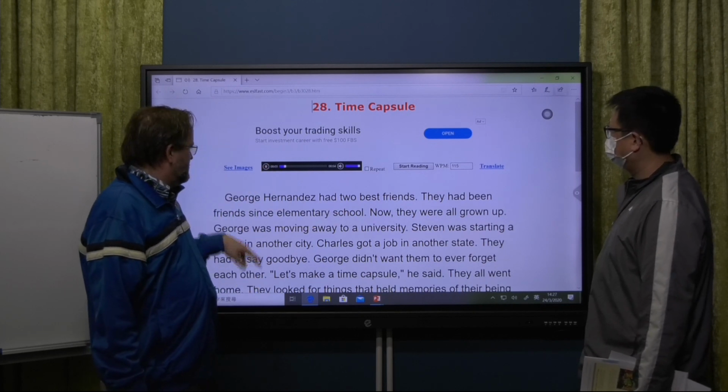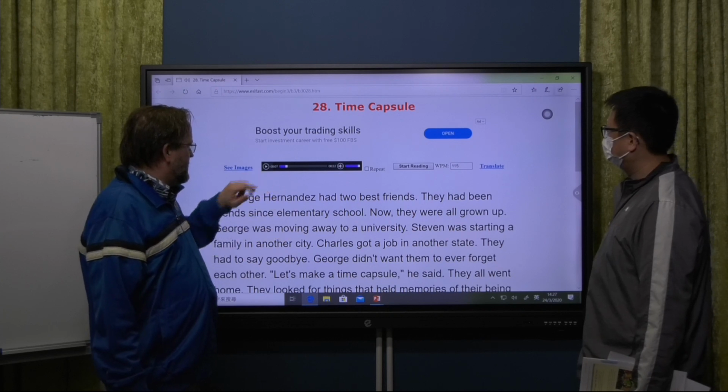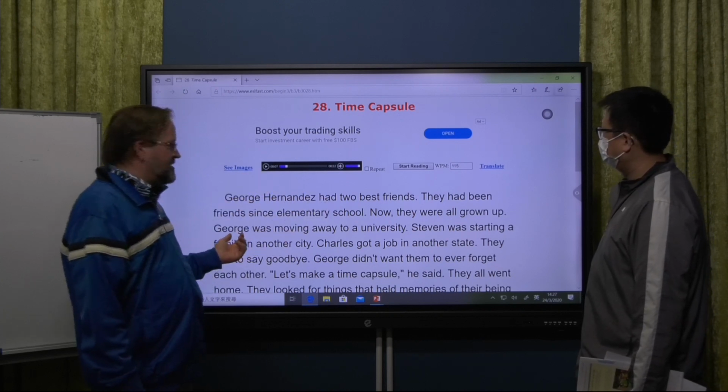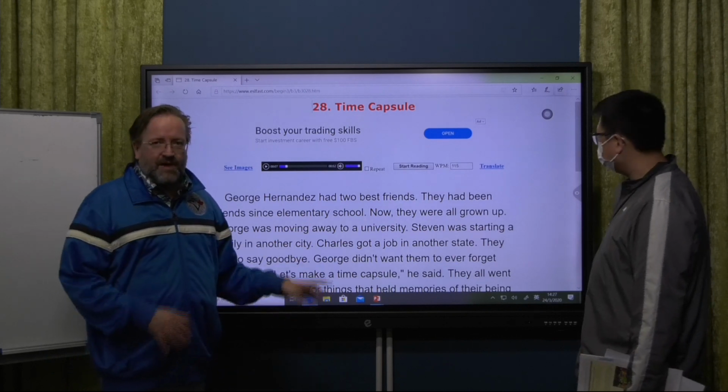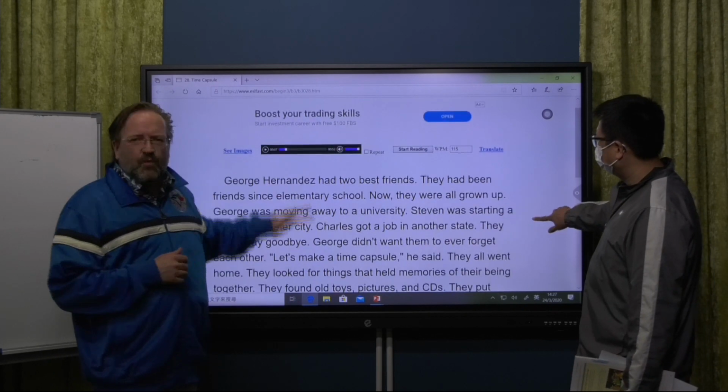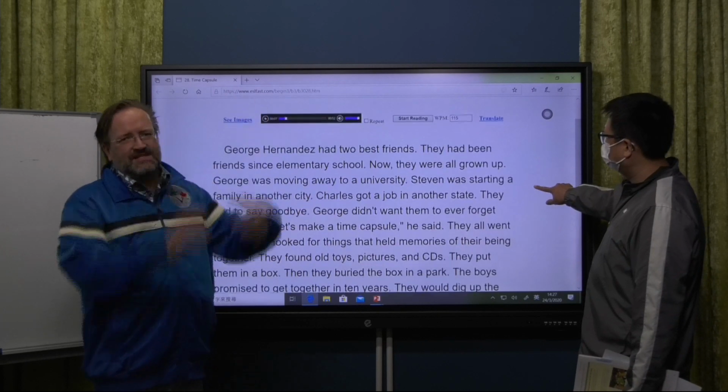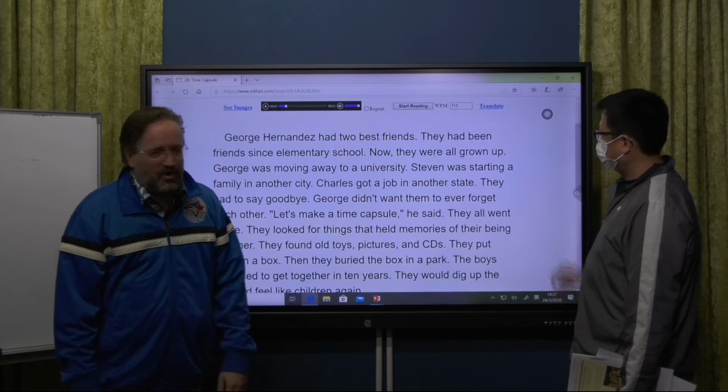They had been friends since elementary school. And then stop. They had been friends since elementary school. Okay, I don't want to go through the whole thing, but what you can do is just stop, do it one sentence at a time. Don't try to just listen to the whole thing, because it's very boring.